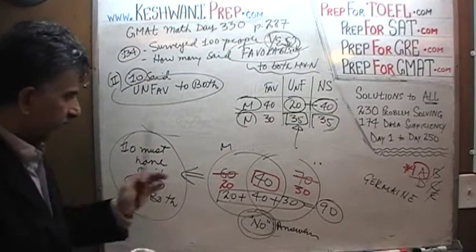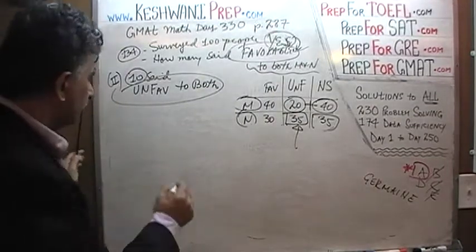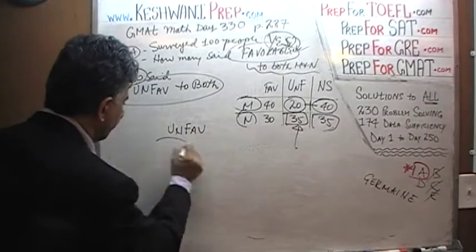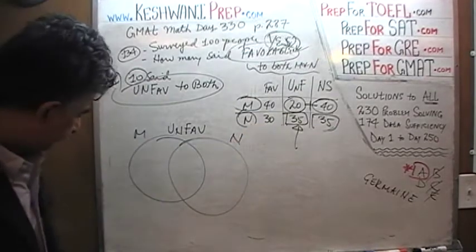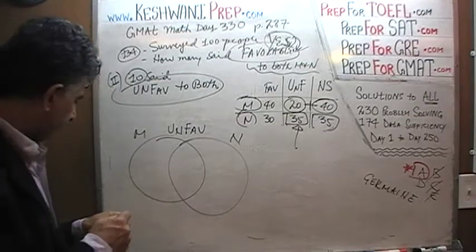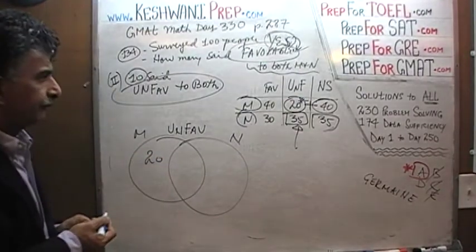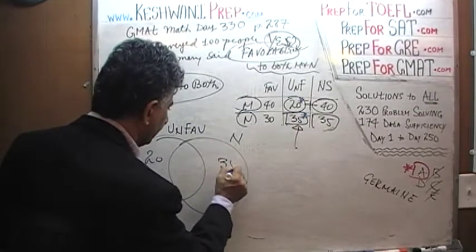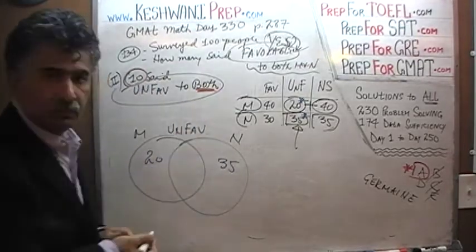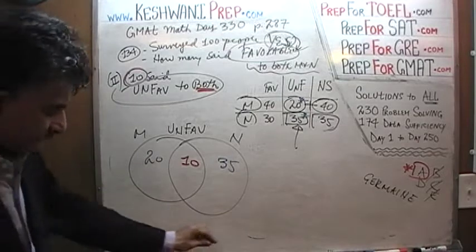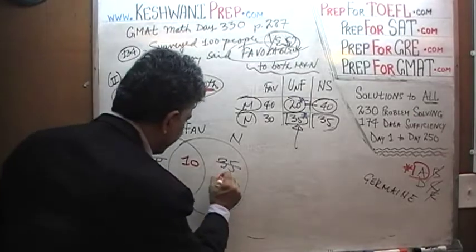Let's do that then. None of this would apply. We have to make a new diagram. So now in the new diagram, what we're going to show are unfavorable. There's M, there is N. We know 20 of them said unfavorable to M. We also know that 35 of them said unfavorable to N. Then they go on to tell us that 10 of them said unfavorable to both. That 10 is going to appear here. As soon as we insert the 10 in the middle, which is counted twice, we have to go back and adjust this figure. This 20 becomes 10, this 35 becomes 25.